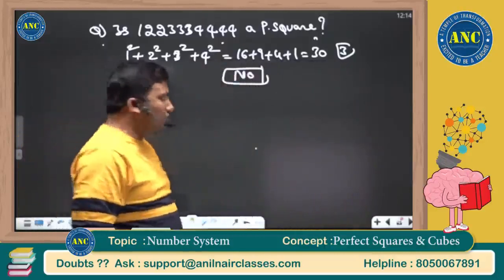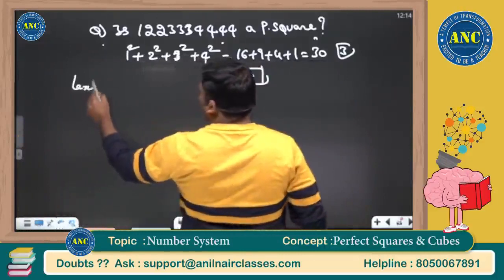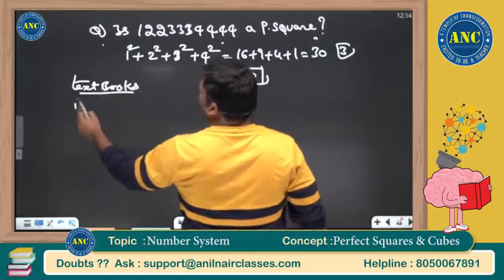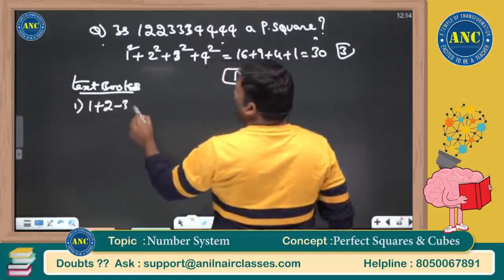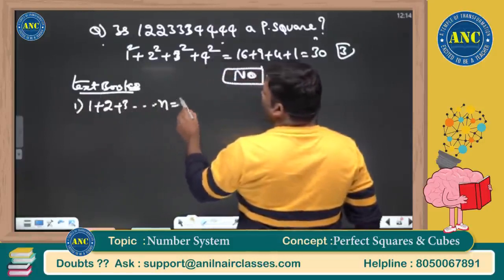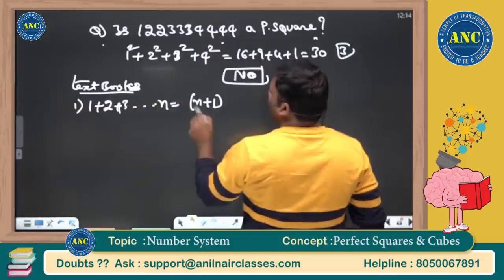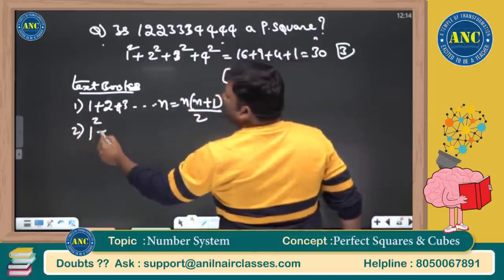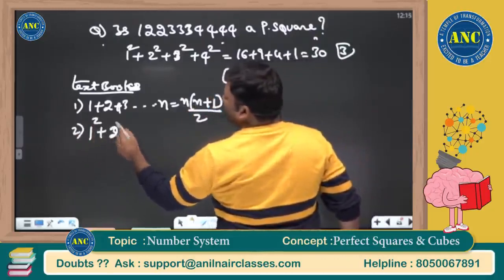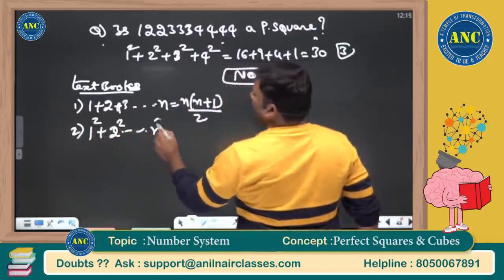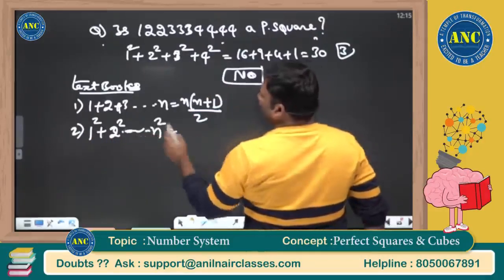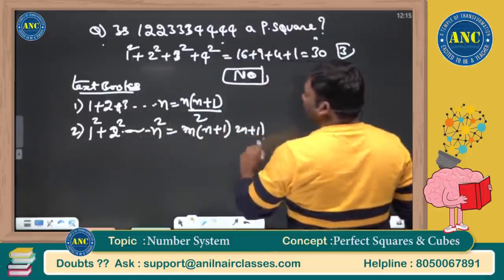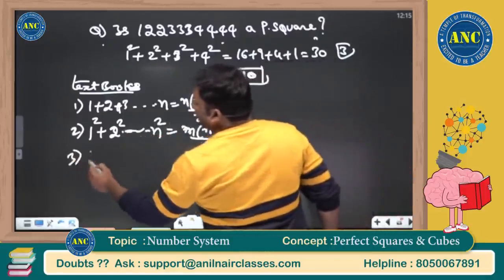Generally in our textbooks, only these 3 will be given. 1 plus 2 plus 3, sum of the n natural numbers is n into n plus 1 by 2. Sum of the squares of the natural numbers is n into n plus 1 into 2n plus 1 by 6. Last one, sum of the cubes.